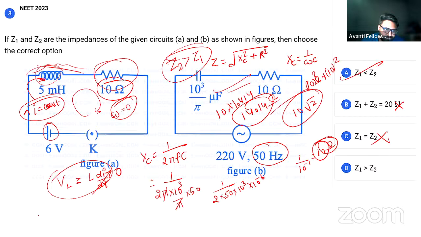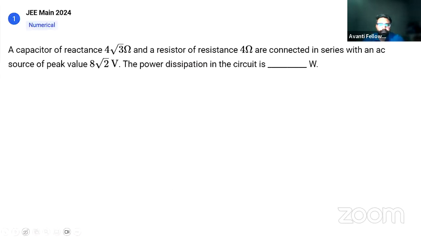Isn't it interesting? Now this one, very good question, try to solve it. A capacitor of reactance 4 root 3 ohm, a capacitor of reactance, which means directly the value that is given is XC. XC is given as 4 root 3 ohm and a resistance of 4 ohm, which means R is given as 4 ohm, are connected in series with an AC source of peak value of voltage as, which means V naught is given as 8 root 2.